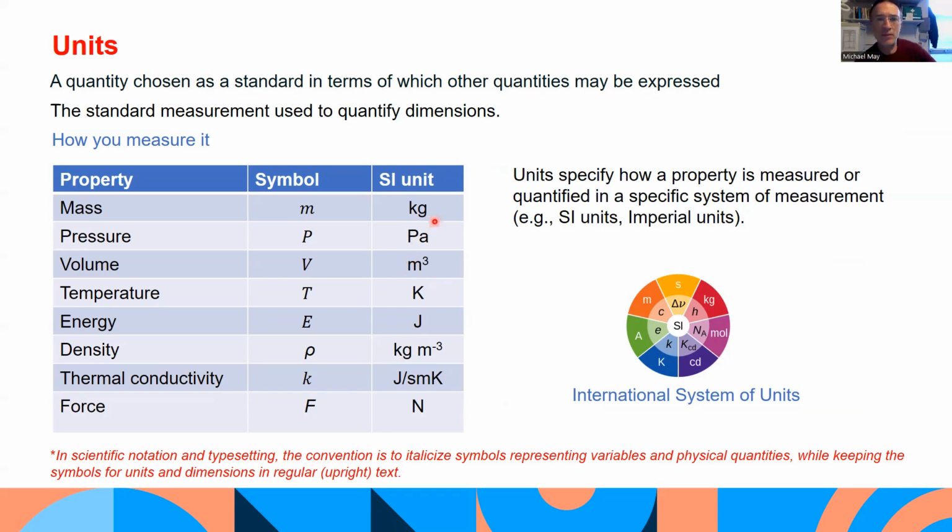So for mass, for example, we have the kilogram. For pressure, we have Pascal, volume, meters cubed, temperature, Kelvin, energy, joule, and so on.